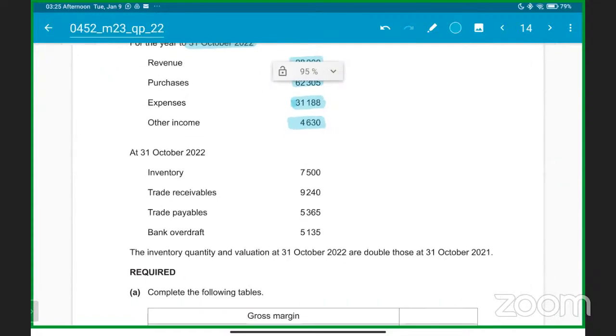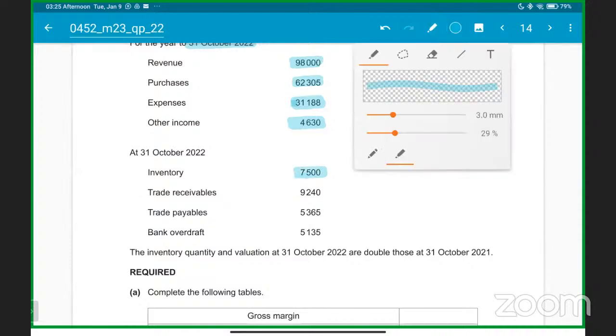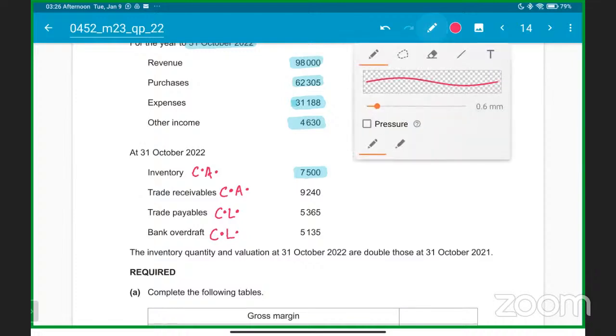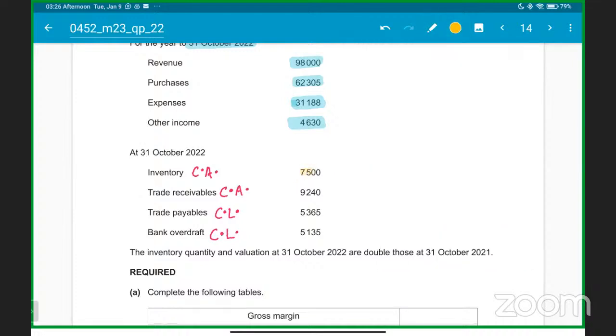Then you have been given the closing inventory at the end of year balances. So these are like the balance sheet items, the statement of financial position. That is, we have inventory as current assets, trade receivables as current assets, trade payables as current liabilities, and bank overdraft is also current liabilities, right? So these are all statement of financial position items: the current assets, that is inventory, trade receivables, and then we have some current liabilities as well, that is trade payables and bank overdraft.